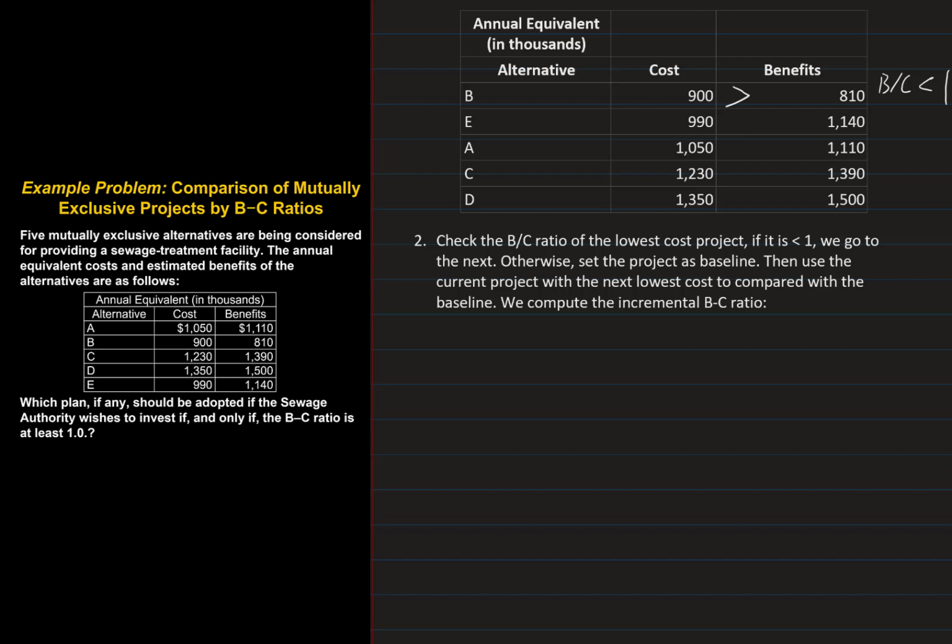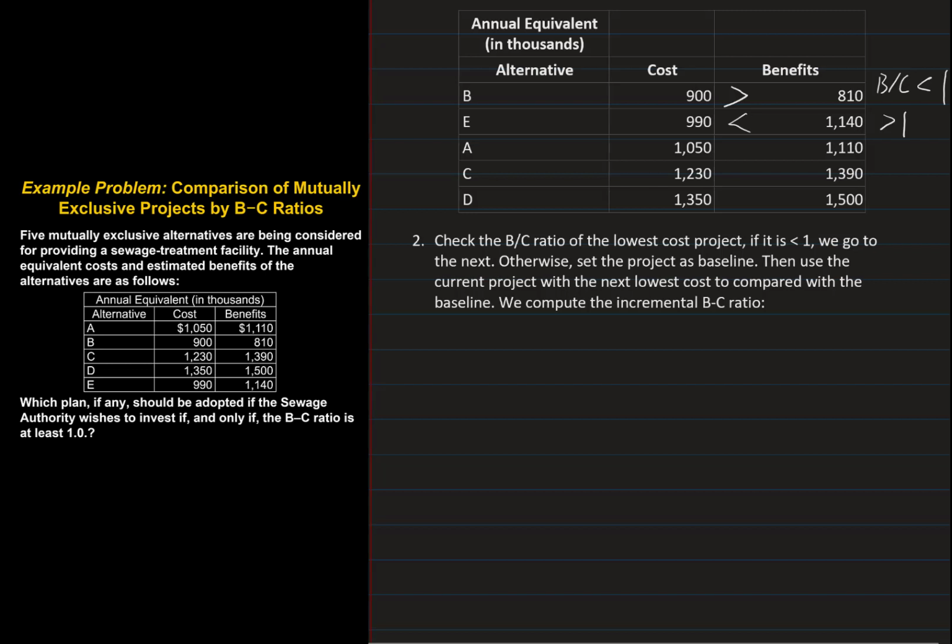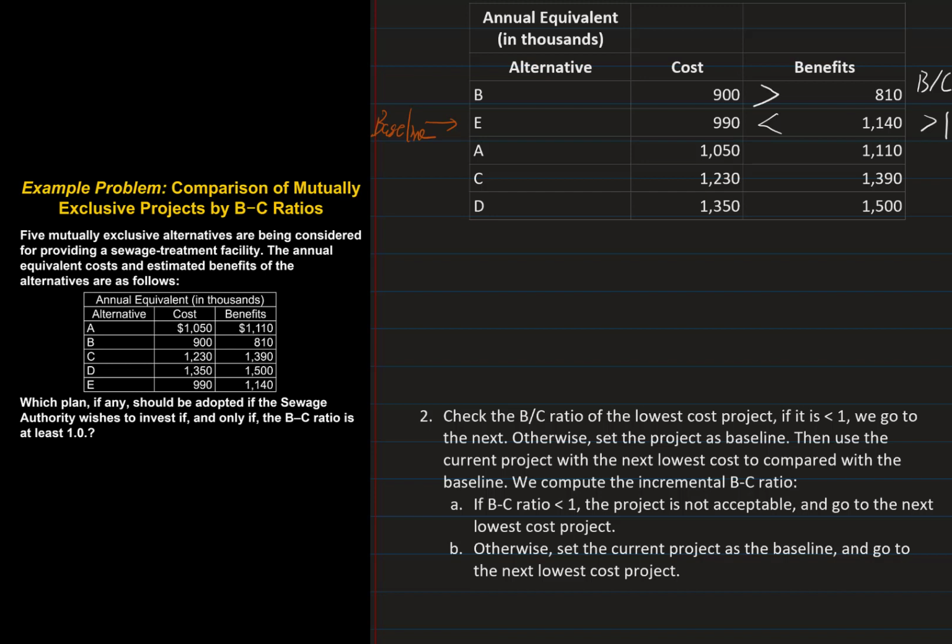That's E. For E, the benefit of E is greater than the cost of E, so the ratio is greater than 1, and we set this as the baseline. Now we compute the incremental benefit cost ratio by comparing A and E. So we have delta, that is the benefit of A minus the benefit of E, divided by the cost of A minus the cost of E, which is this, and then we have about 0.5, which is less than 1. So we conclude that project A is not acceptable.